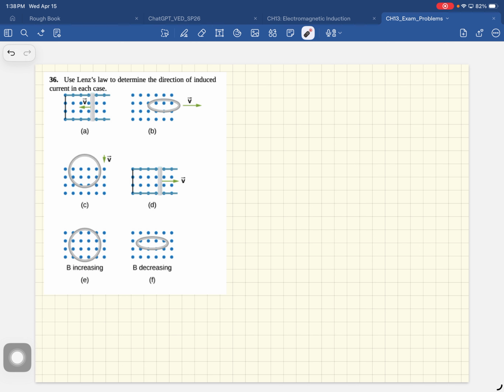Okay, so this is the initial state. And here's the final state. Right now the flux is N times B times area, and now the flux is zero. So the initial flux is N times B times area, and the final flux is zero.